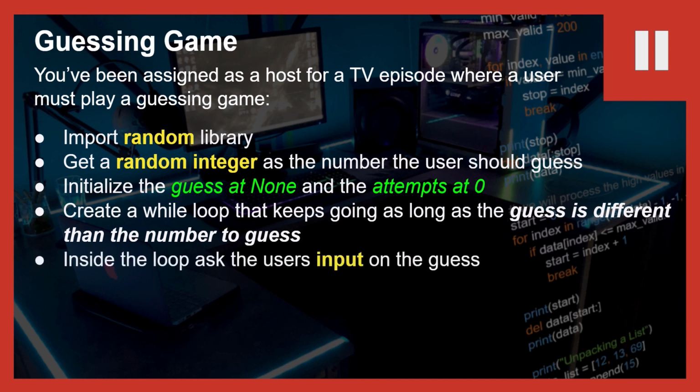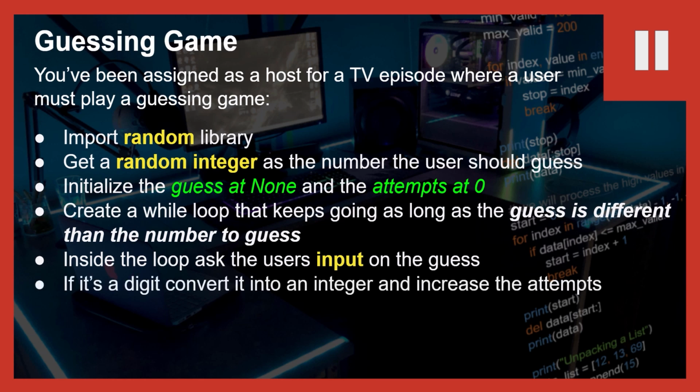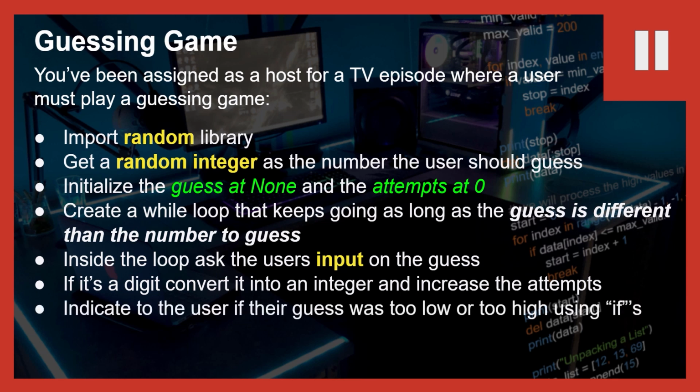Inside the loop, ask the user's input on that guess. Of course, you need to get the input. If it's a digit, convert it into an integer and increase the attempt. So if the user has an input, you need to check if it's a digit or a numeric. I do recommend that you search isdigit and isnumeric and the difference. Indicate to the user if their guess was too low or too high using the ifs. So we need to tell the user whether their guess was higher or lower than the actual number.